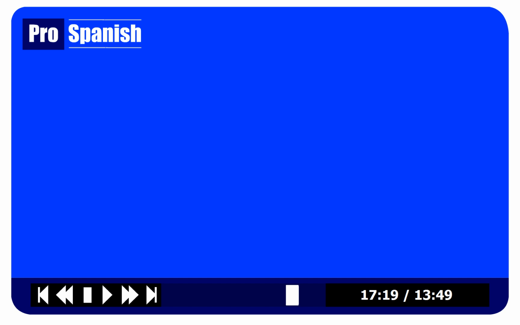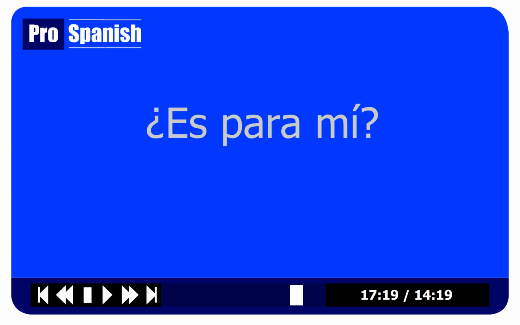If we remember the word for it's, we know that it's es. And if we want to change it from it's to a question, is it? It's exactly the same. The only thing is that the intonation, the tune of the voice, changes a little bit. So, it's for me is es para mí. Is it for me would be es para mí. Just change the tone of our voice.